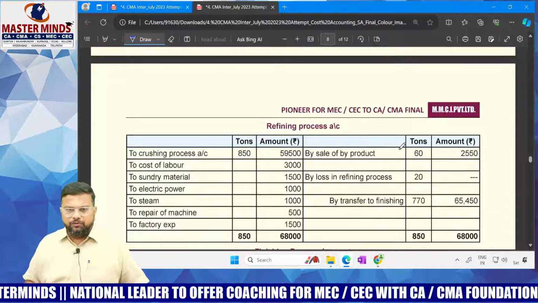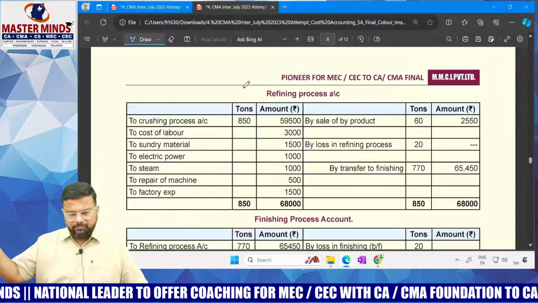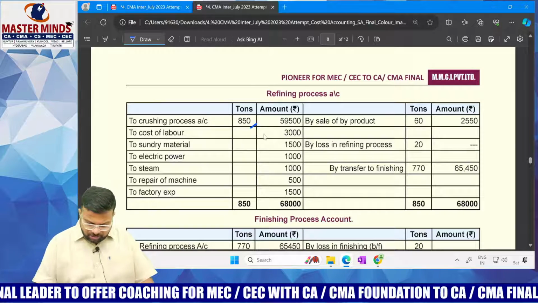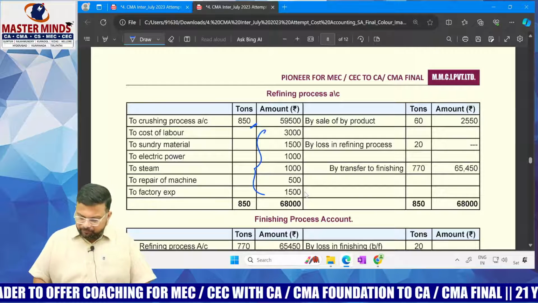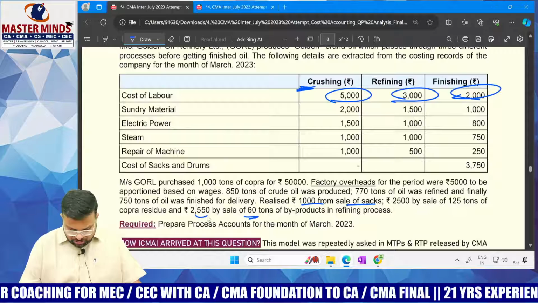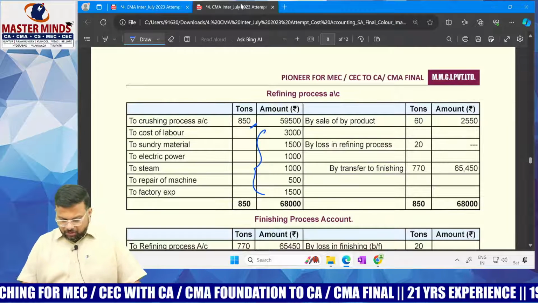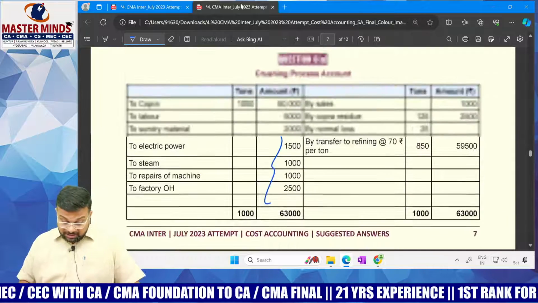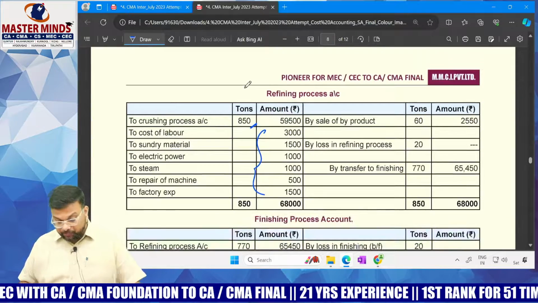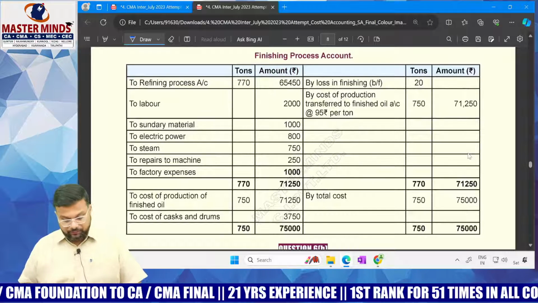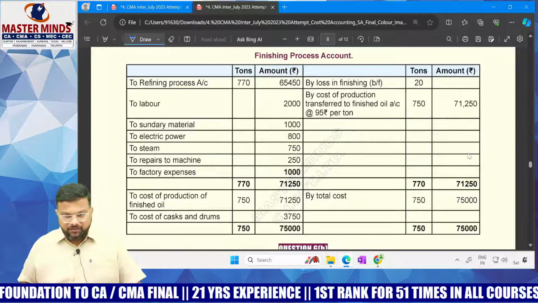Okay, next you will go to the refining process. From there you will bring the balance brought down. All the expenses will be posted here. By sale of byproduct in refining process, that is given in the question. How much? 60 tons, 2,550. Loss in refining, how much? 20. There is no residual, there is no realizable value for loss, just like above. The transfer is to the finishing department. How much? 770. Likewise here also the same thing. So this is the way we need to do the problem.